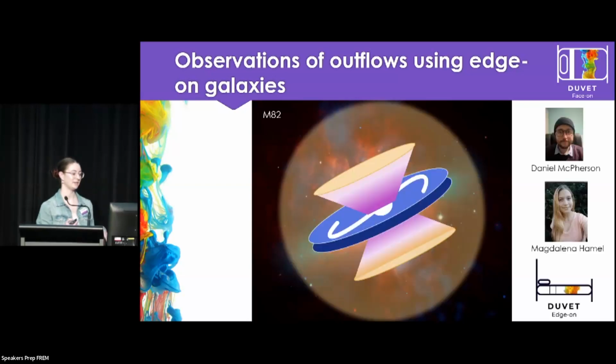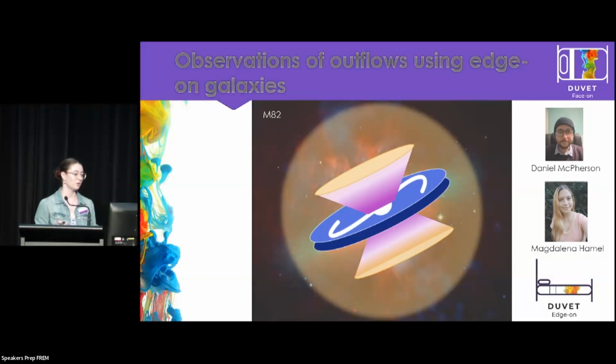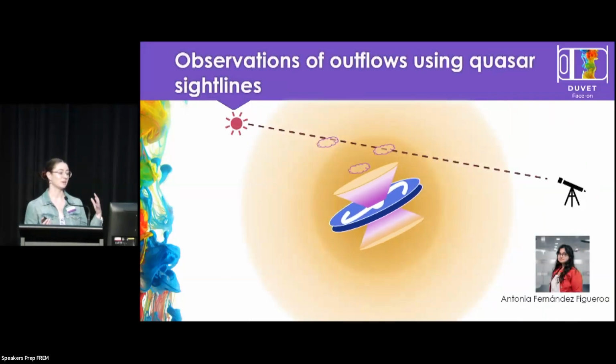And so when we're using these galaxies to study outflows, some of them are edge-on, like M82. This means we can look at the disk, then we can look at the outflow separately, see how it changes as you move off the disk, look at things like metallicity, the ionization, and the geometry. And Daniel and Magdalena will both be talking a bit more about this later. We can also use quasar absorption sightlines to study outflows. And Antonia is going to be talking a bit more about how we do this. You can ask her more about that later too.